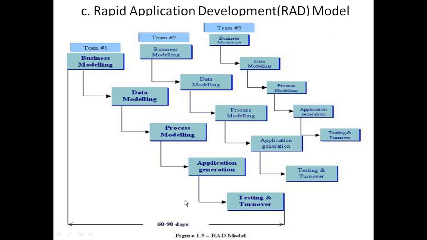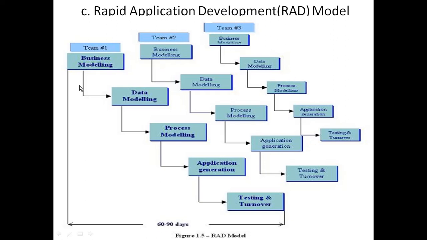the incremental model also does not have any deadline that the product should be developed within a particular time span, whereas in the rapid application model the time span is given, that is, between 60 to 90 days the whole product should be completed. So it includes the phases business modeling, data modeling, process modeling, application generation, testing and turnover. And here, each process is handled by different teams.